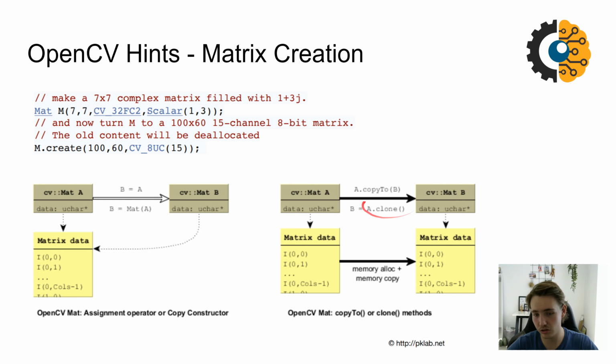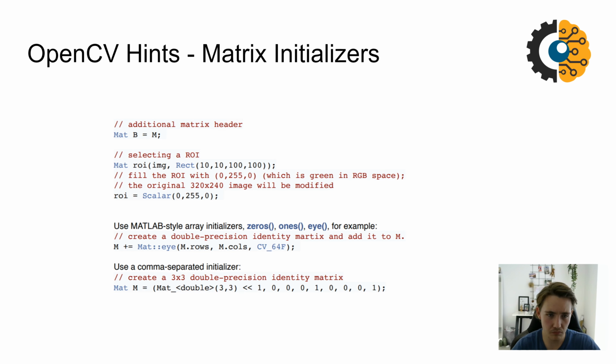Or also like this, we can assign b equals a, and then clone the a matrix and store it in b, and then it will create a new block of memory that we can now do operations on b without it affecting the a matrix.